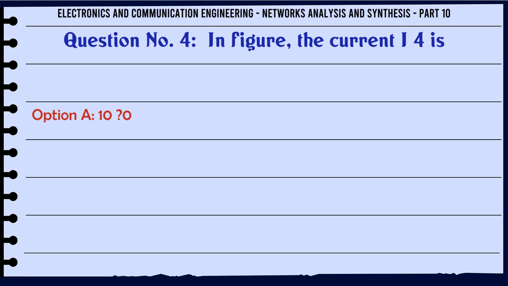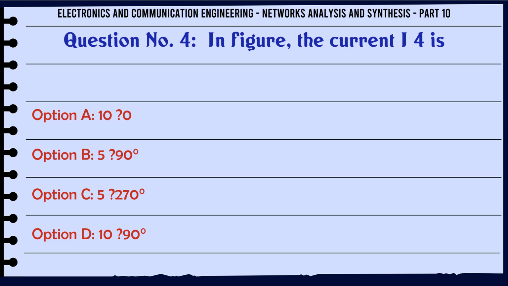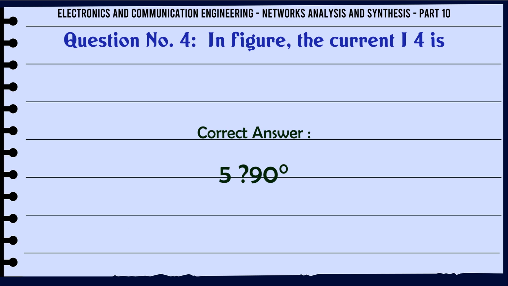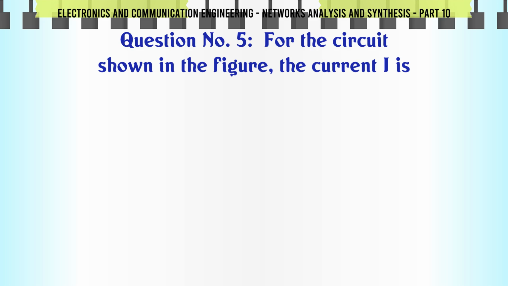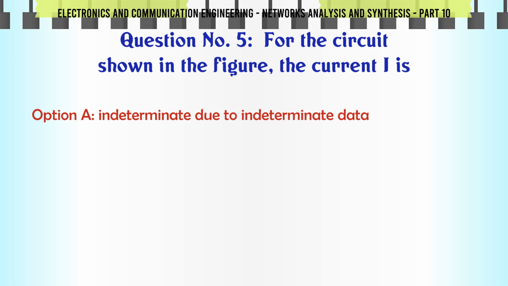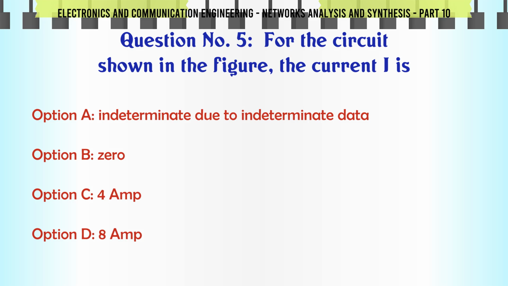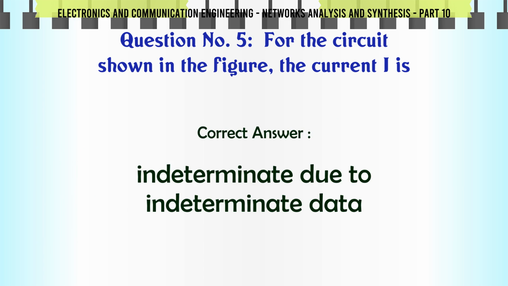In the figure, the current I4 is A 10, B 590, C 5270, D 1090. The correct answer is 590. For the circuit shown in the figure, the current I is A indeterminate due to indeterminate data, B 0, C 4 amp, D 8 amp. The correct answer is indeterminate due to indeterminate data.